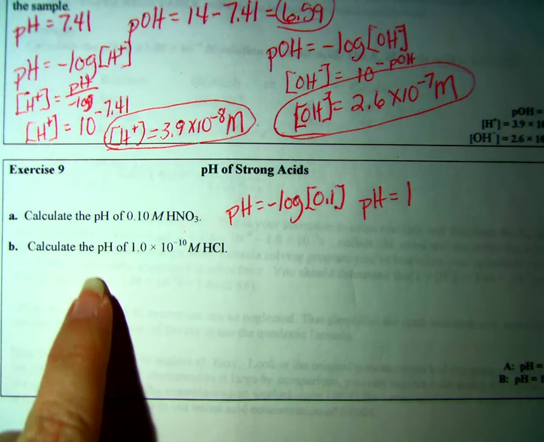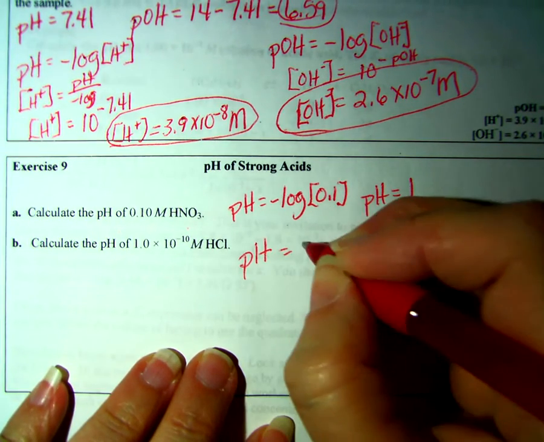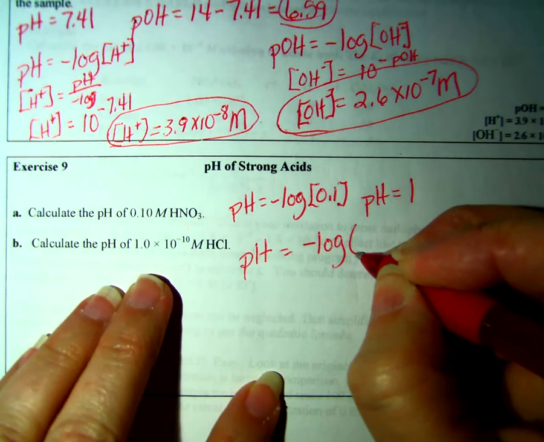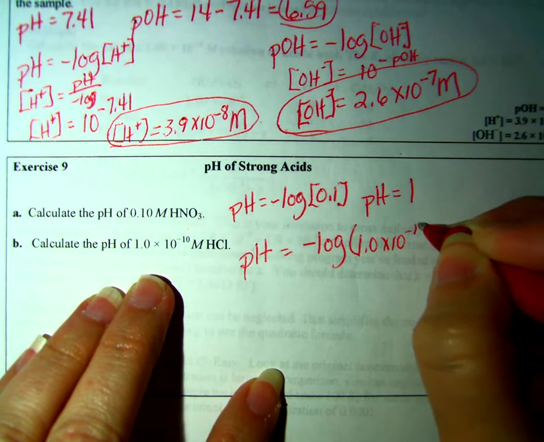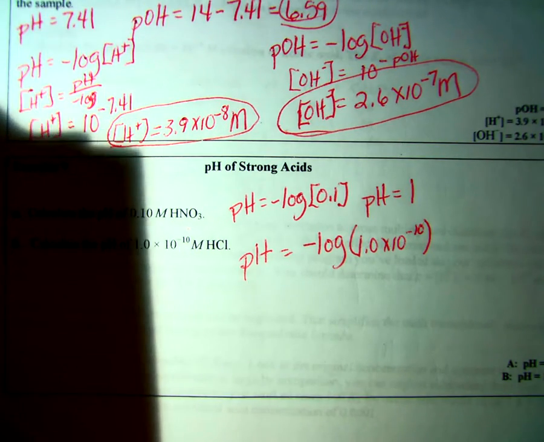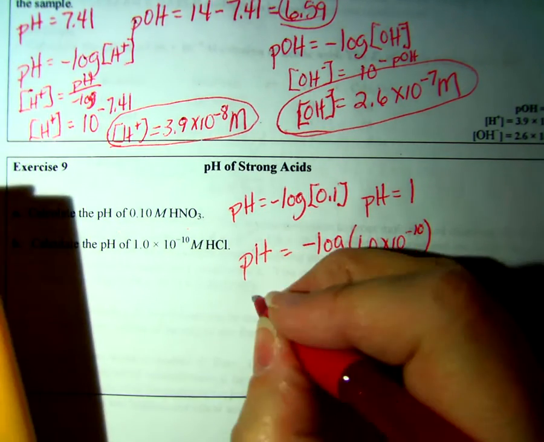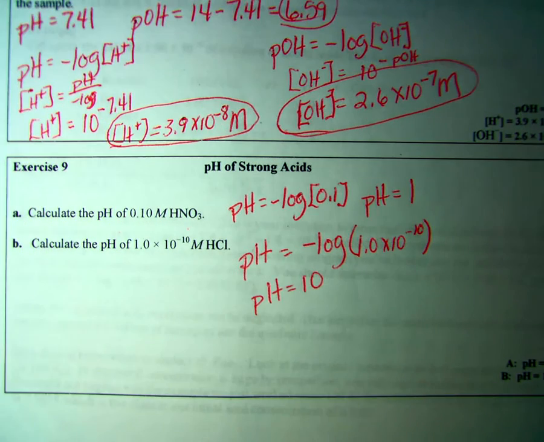Calculate the pH of 1 times 10 to the negative 10 hydrochloric acid. So same thing, pH equals negative log of 1 times 10 to the negative 10. So negative log of 1 times 10 to the negative 10 gives me a pH of 10. Is that a very acidic acid? 10's pretty basic, right? Okay, how can an acid be a base? How can it be basic?